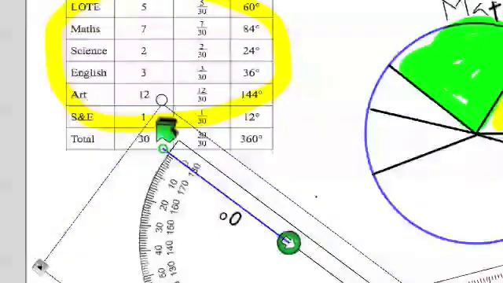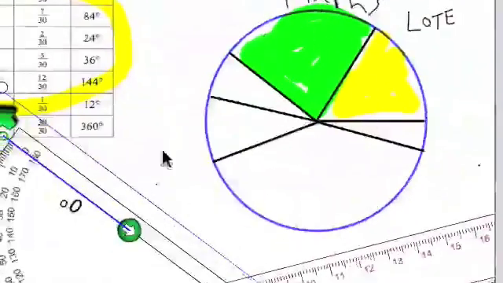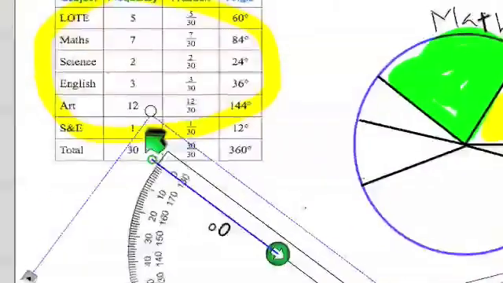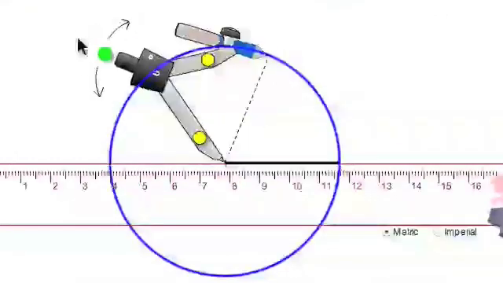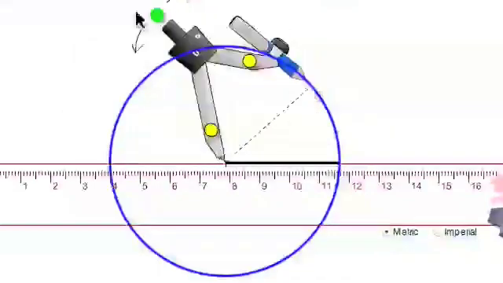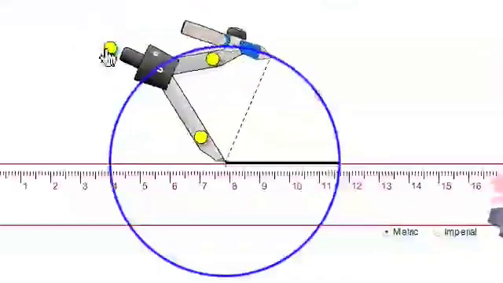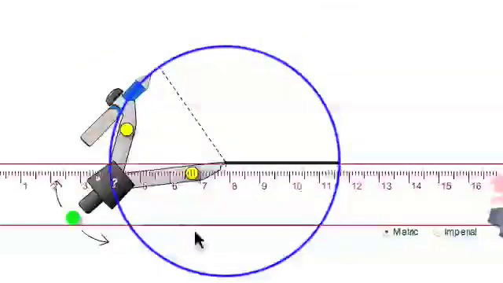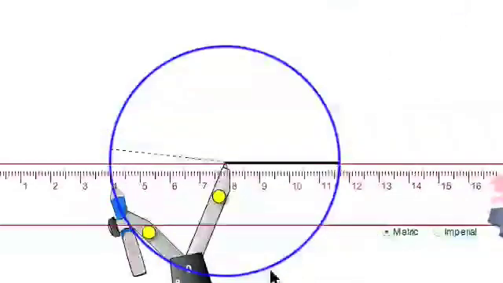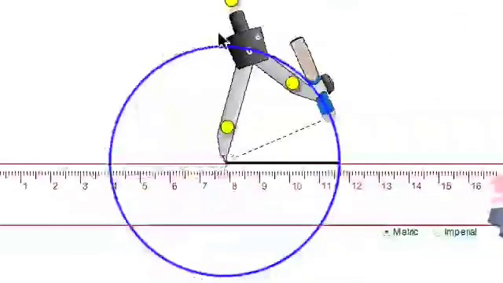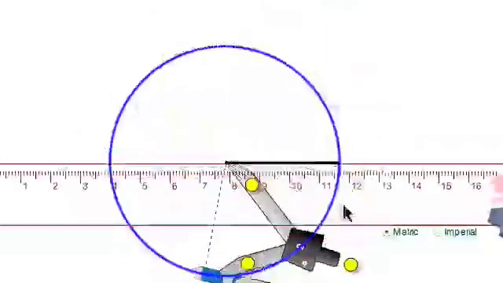Now I've taken this table and I brought it onto a new page, and we're going to draw a pie chart based on the information in this table. To draw the circle, we're going to need a compass. There's the compass. You need to set it up. Draw your circle. Draw a nice circle all the way around. There we go.